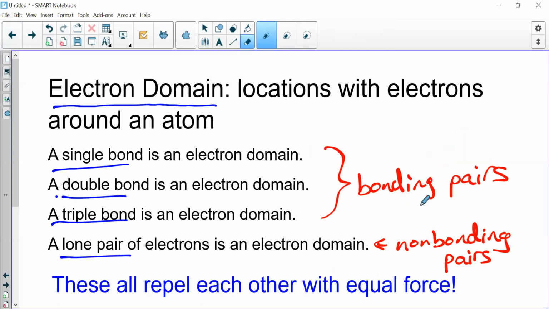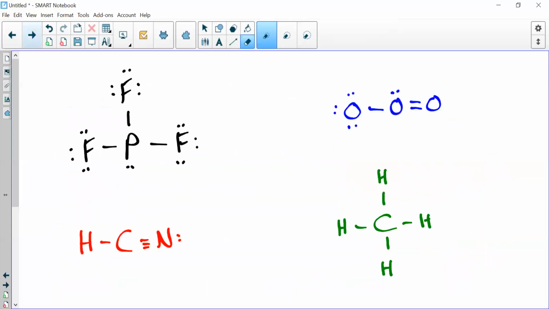Bonding pairs are the bonds: single bond, double bond, triple bond. Non-bonding pairs are the lone pairs. Just another vocab term. Okay, let's practice identifying the number of electron domains and whether they're bonding or non-bonding. So these are 4 examples of Lewis structures from the last video. Again, if you didn't watch that video, you have to go watch that.